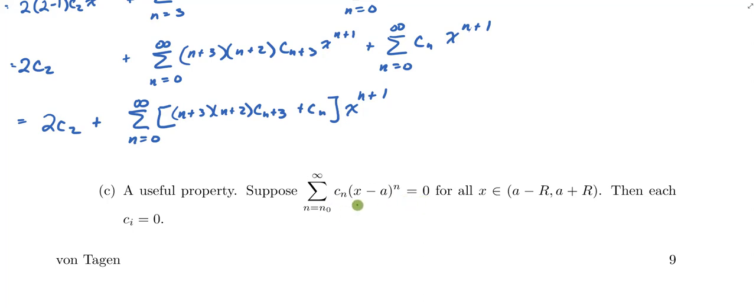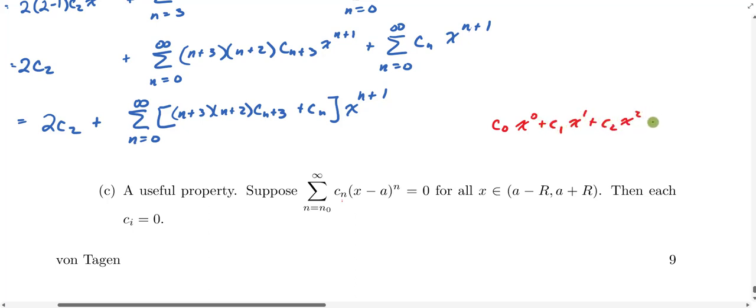Okay. Finally, we have this useful property, and this just says that if you know that the polynomial is identically equal to 0, the only way that can happen, if it holds for all x inside your interval of convergence, is if all of the c sub n's are equal to 0. Each coefficient is 0. So for example, if we've got c sub 0, x to the 0 plus c sub 1, x to the 1 plus c sub 2, x to the 2, and this is always equal to 0 for all x, the only way that could happen is if each one of these c sub i's is 0. That's the only way this could always be 0 for all x. So that would be the final property that we'll be using in class.